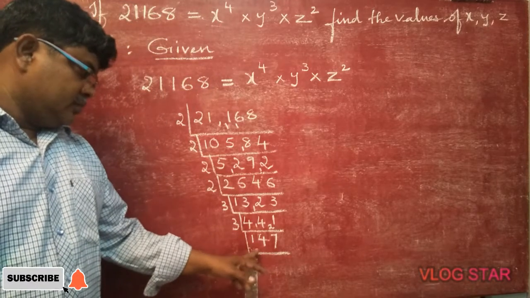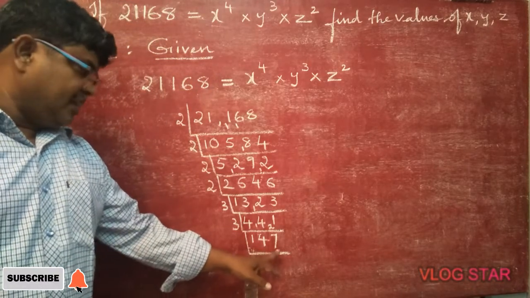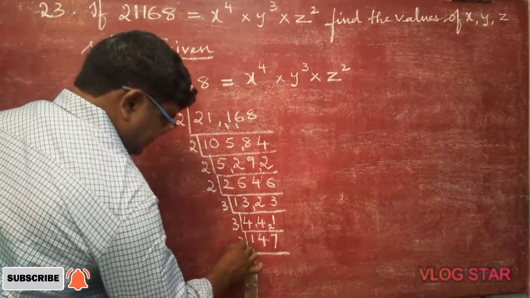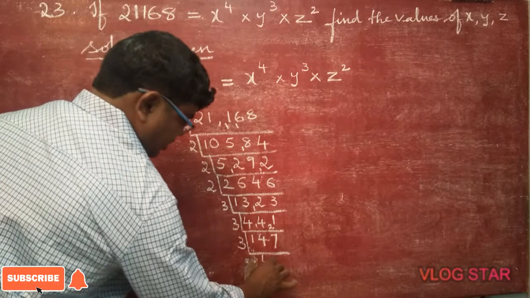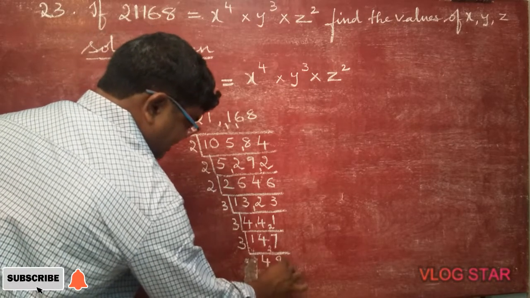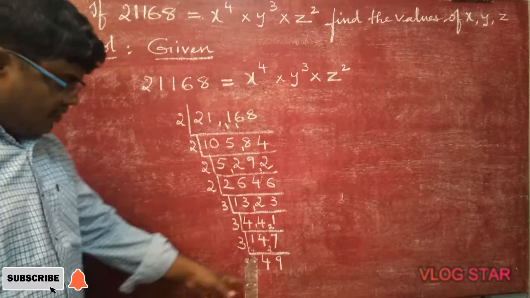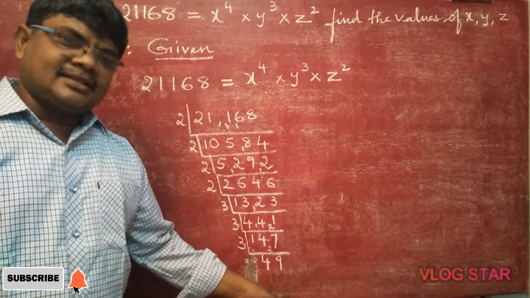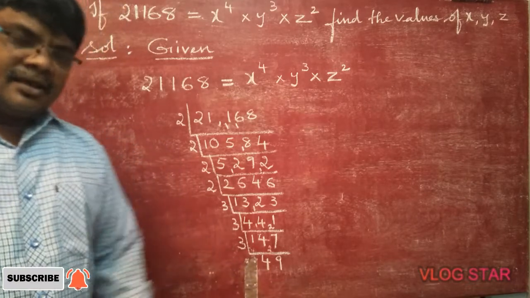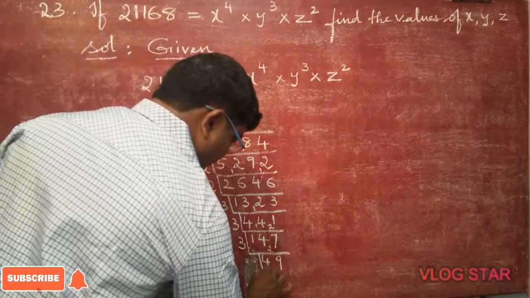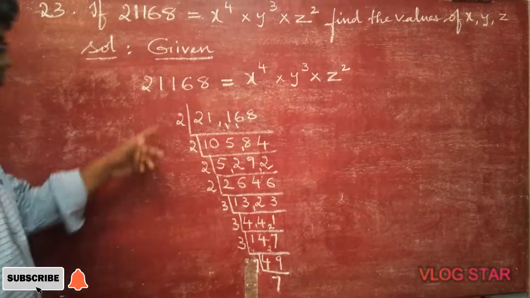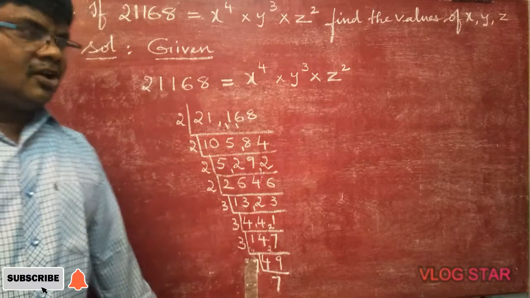Checking for 3. 1 plus 4 is 5. 5 plus 7 is 12. 3 table goes. So 3 table. 3 4s are 12. 2 remaining. 3 9s are 27. Now we got 49. When we get 49, we can understand which table goes: 7 table. 7 7s are 49. So go for 7. 7 goes 7 times. Now we have done prime. We got all the prime factors.